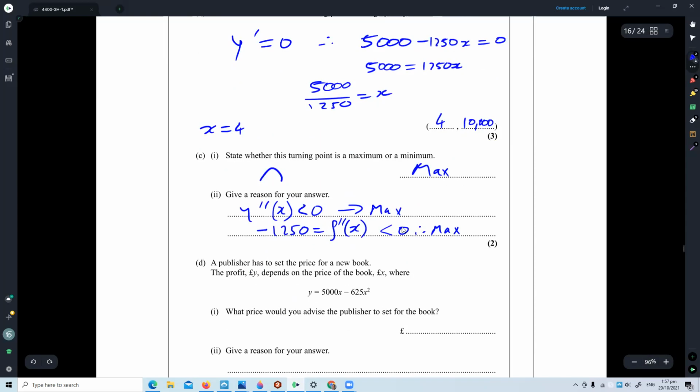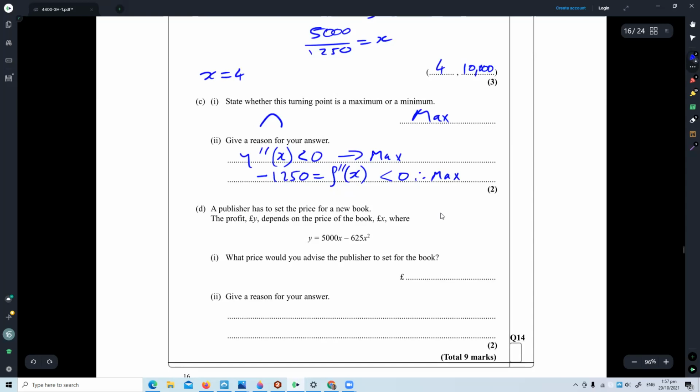the quadratic. A publisher has to set the price for a new book. The profit depends on the price of the book. What price would you advise the publisher to set for the book? Well, probably £4. If you were at £4, then that would be the maximum profit.